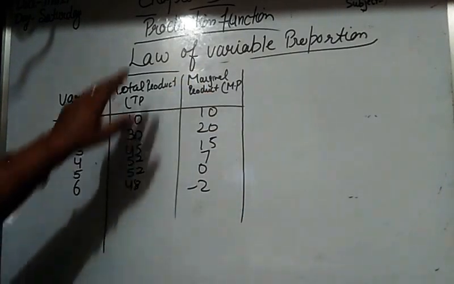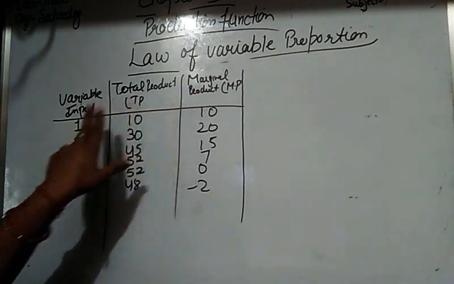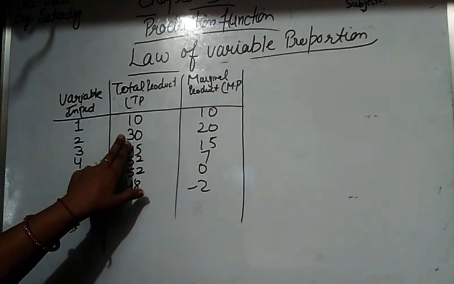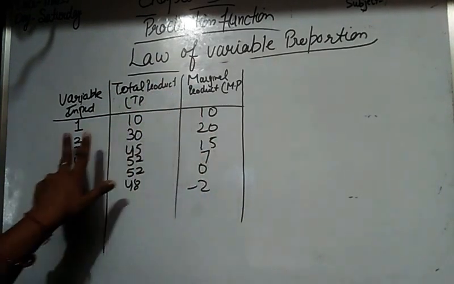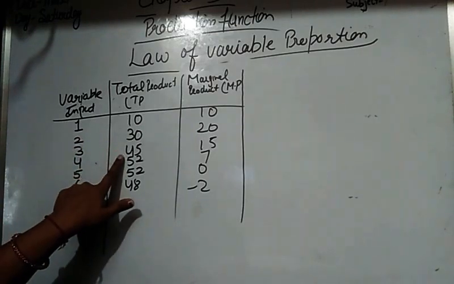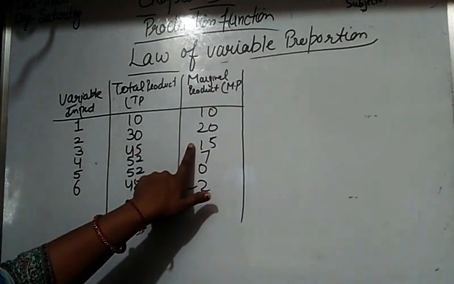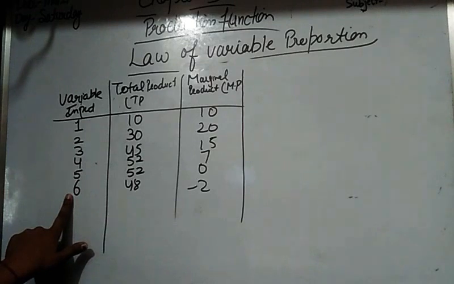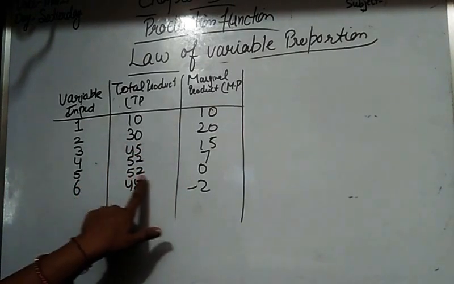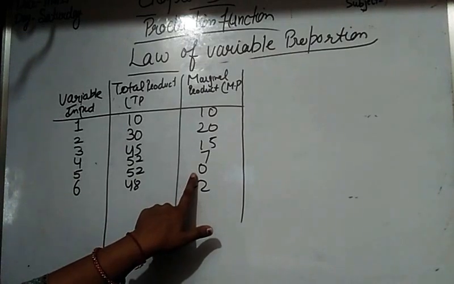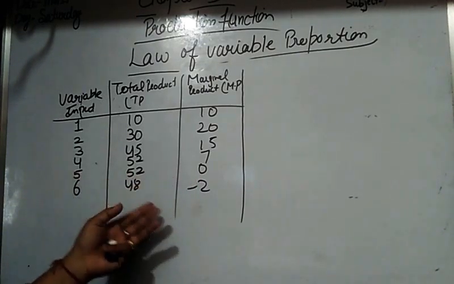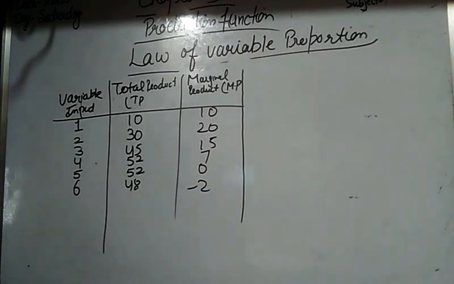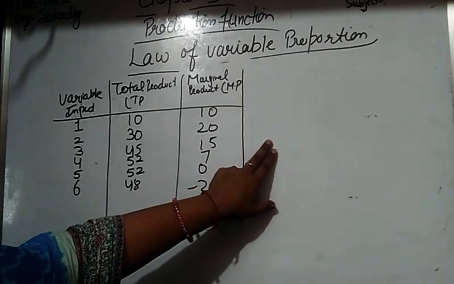So see, the law of variable proportion states that when more variable input is used, total production increases at an increasing rate and marginal product also increases. When another unit is added, total product increases but at a decreasing rate, and marginal product goes on decreasing. After that, when another variable input is used, total product becomes constant and marginal product becomes 0. After that, when more units are used, total product falls and marginal product becomes negative. So these are the three phases that we read.